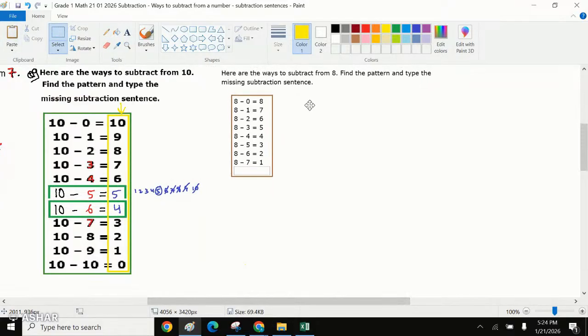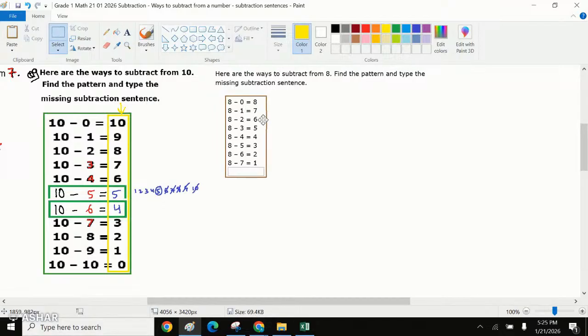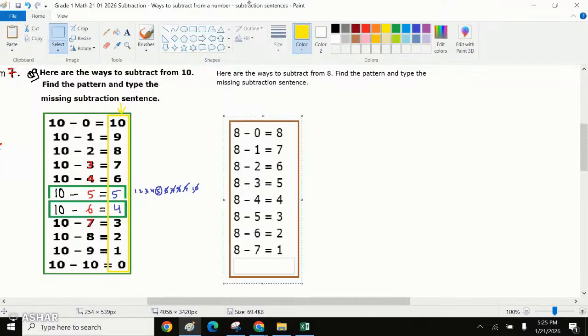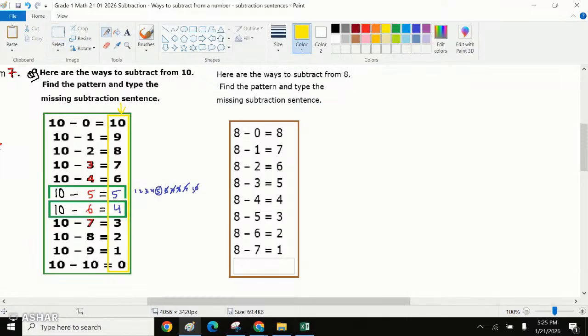Let's have a look at the next question. It says some values are missing. Let's see which values are missing for this. One value is missing in this. We need to find the missing value, and the question says subtract from 8. We are doing a subtraction from 8. This is question number 10. Subtraction from 8. We are missing this value. We need to find this value.